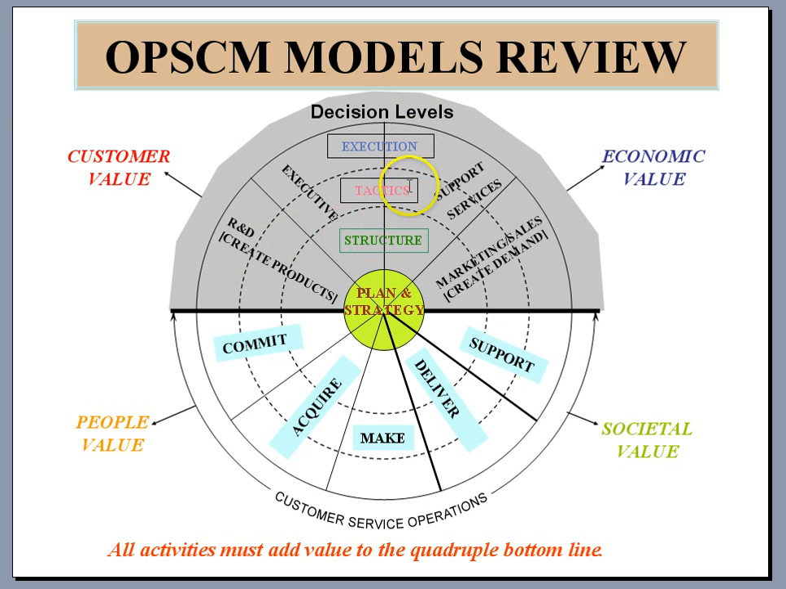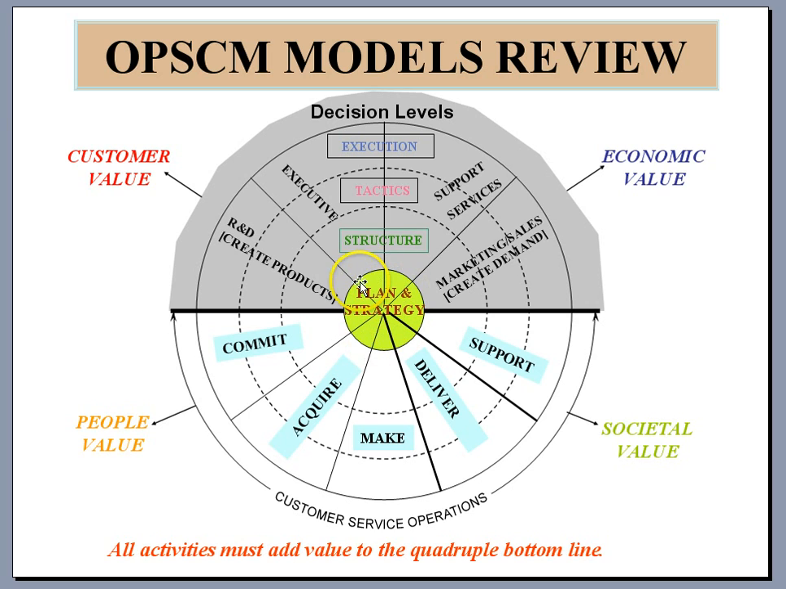And also we see that there are 4 decision levels, starting with, the most important in the hierarchy, the plan and strategy, and then structure, which is the design, the resource structure, tactics, which is our midterm operating plans, and then execution, which is where the rubber hits the road.